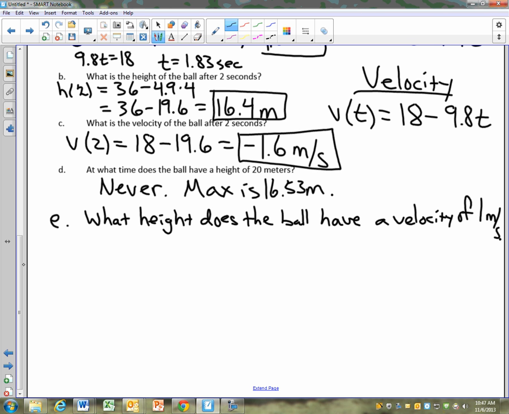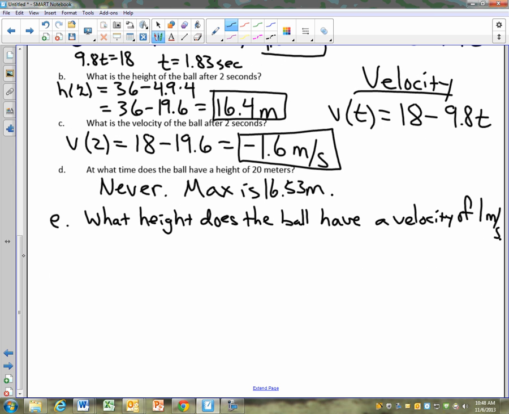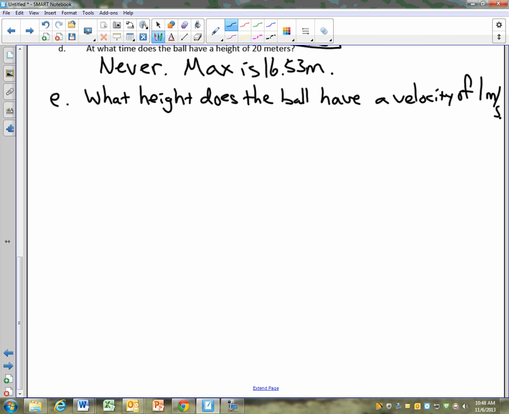First of all, what's the initial velocity? Yep, it says right here that the initial velocity is 18 meters per second. And at the top, it has a velocity of zero. So will it cross over 1 meter per second at some point? Sure. The question is, what height does it have a velocity of one? How will I solve that type of problem? Very good. Larry says this, and this is what we're going to do.